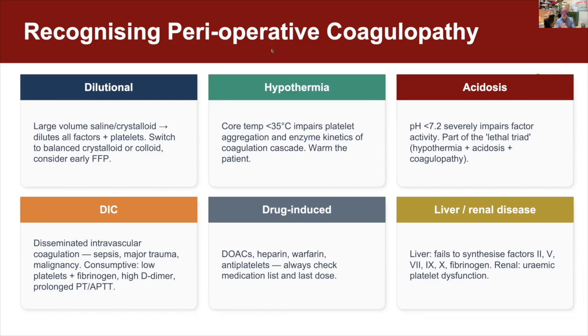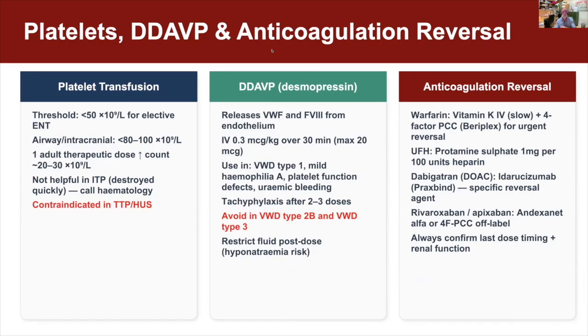Perioperative coagulopathy, dilutional. If you give tons of saline, you will dilute out the clotting factors. Try and switch to something like balanced crystalloid or colloid, and consider early fresh frozen plasma. Hypothermia causes coagulopathy. Acidosis causes coagulopathy. DIC, as you know, of course, disseminated intravascular coagulation causes coagulopathy. Drug-induced: DOACs, heparin, warfarin, antiplatelet agents, liver disease, renal disease.